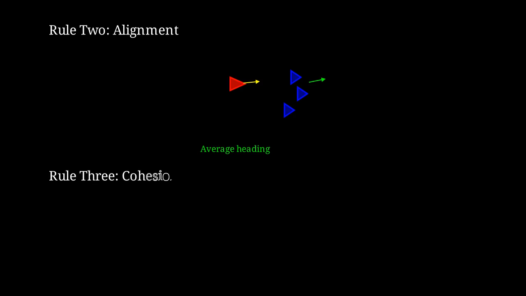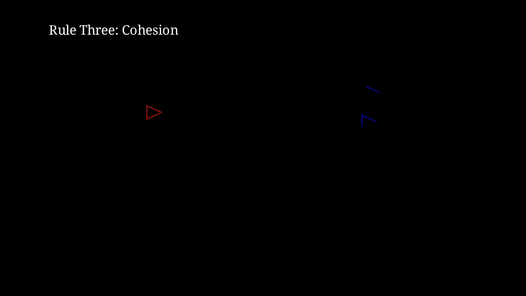Rule 3. Cohesion. Steer toward the average position of local flockmates. This keeps the flock together as a unified group. The red bird calculates the center of mass of nearby flockmates and steers gently toward it. This cohesion force prevents the flock from fragmenting.